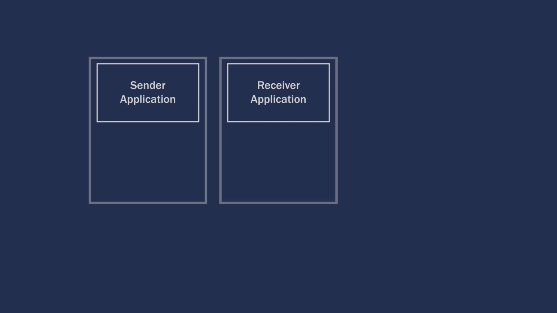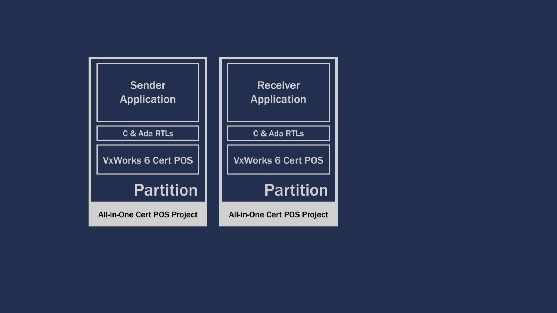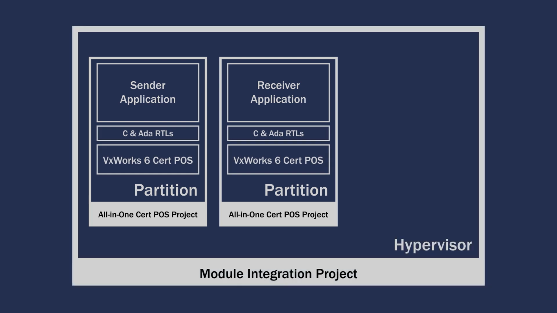So GNAT Pro for VxWorks 653 comes with an example that demonstrates how to build Ada applications in this environment. So what we'll do now is build a system that can be loaded onto our development board. The system will include 2 cert partitions that communicate with each other. Everything is wrapped together using an integration project.